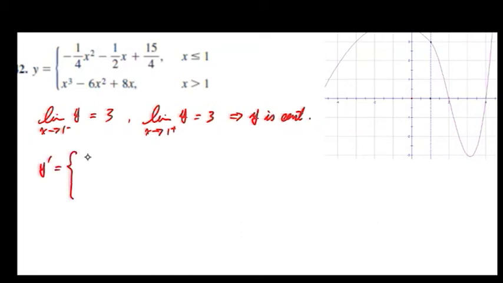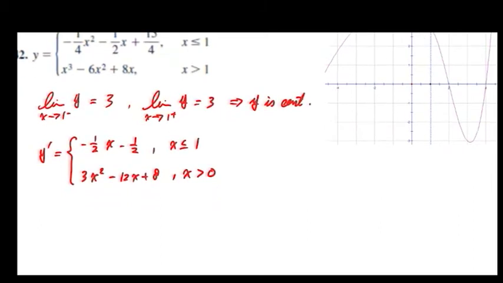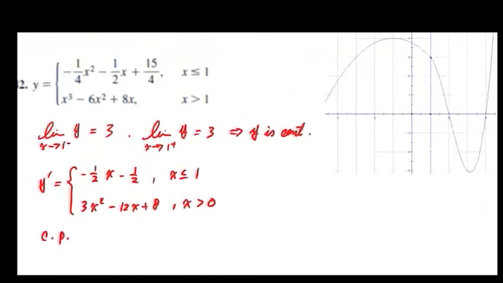So this one will be negative 1/2 x minus 1/2 on this piece. And this one will be 3x squared minus 12x plus 8 on this piece. Good. And this one does not have any vertical asymptote, but there is still a critical point. What is the first critical point? It's right here.